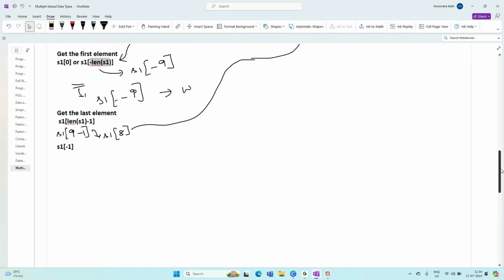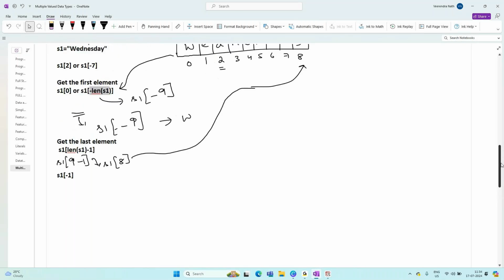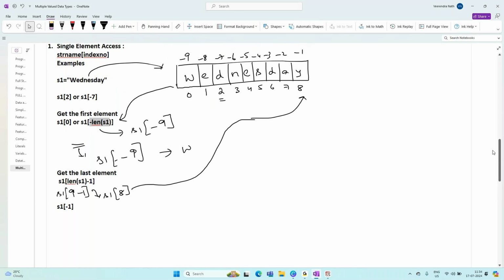Yes, is this clear now? Now can we access any single element? Any single element? Okay, what about yes?